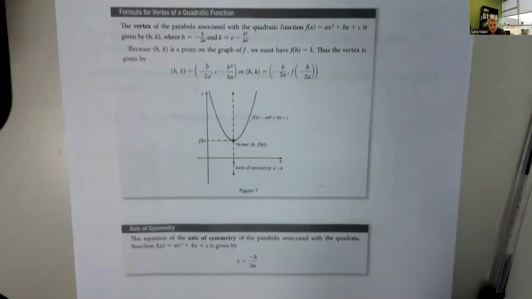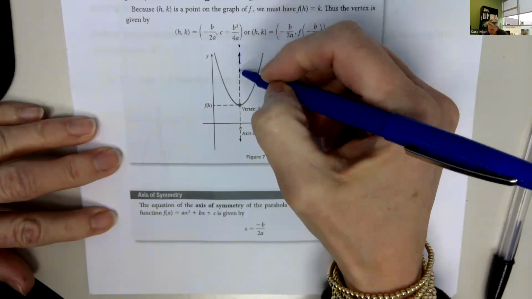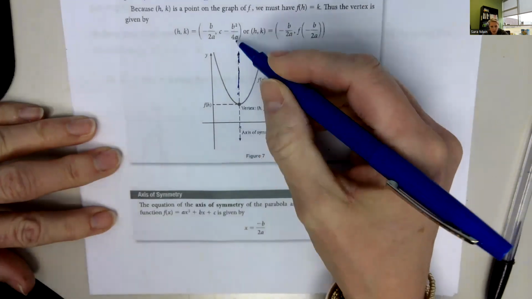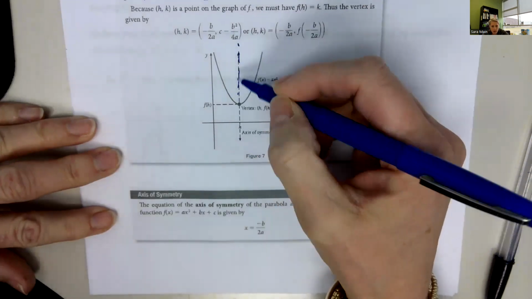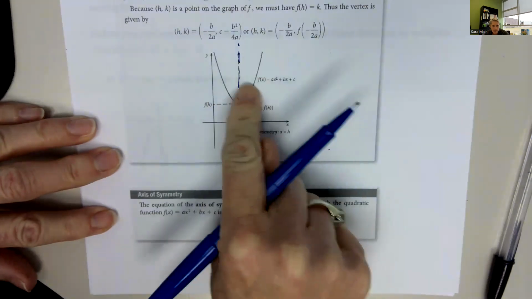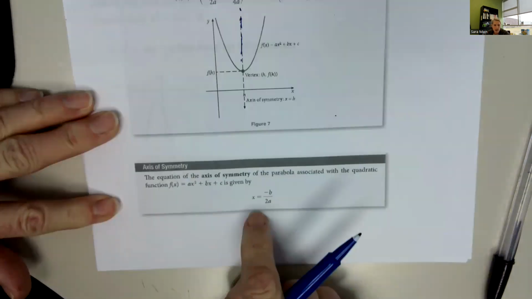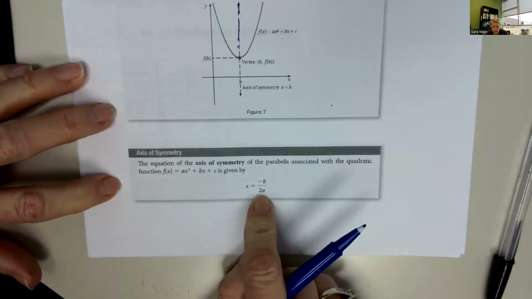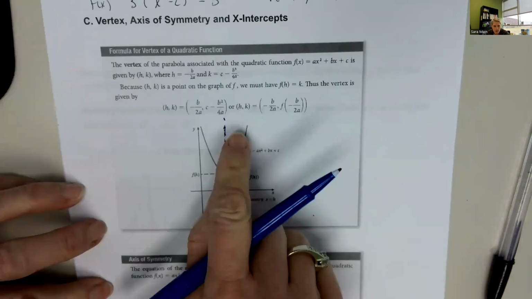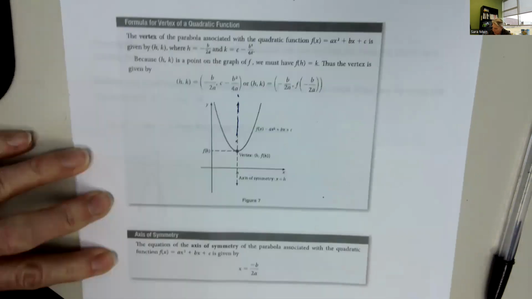And then our axis of symmetry is the line which, if you were to draw it vertically through the parabola, is where exactly half is on the left and half is on the right. And that happens at the x coordinate of your vertex, -b over 2a. Notice they're the same, -b over 2a.